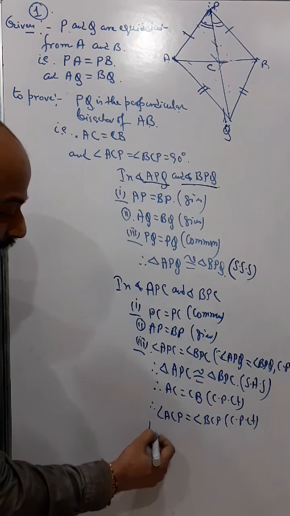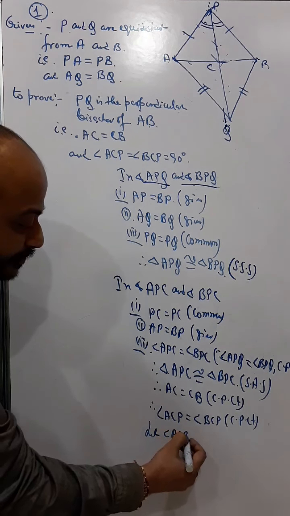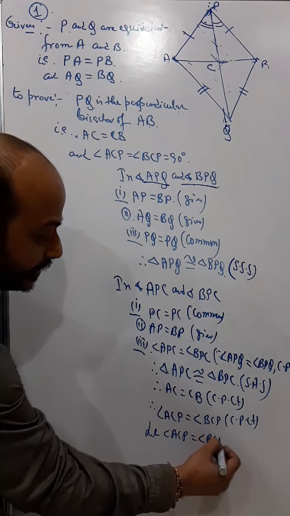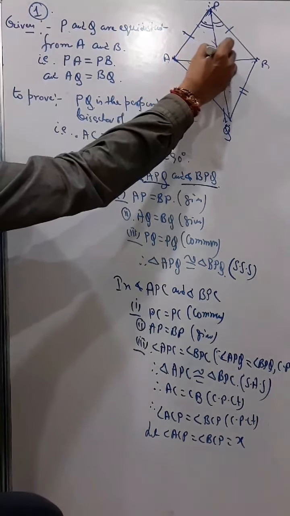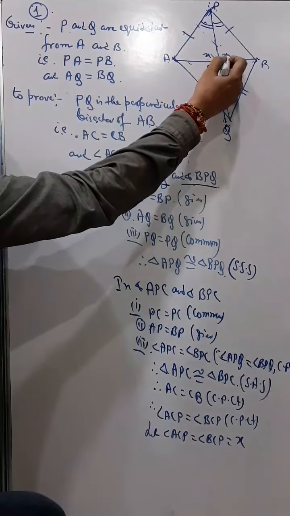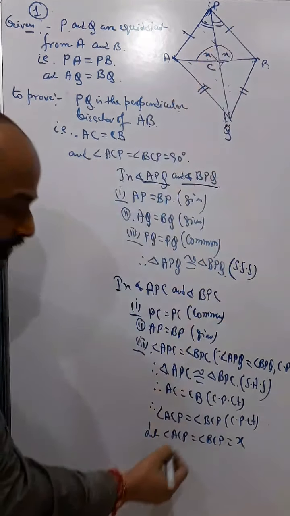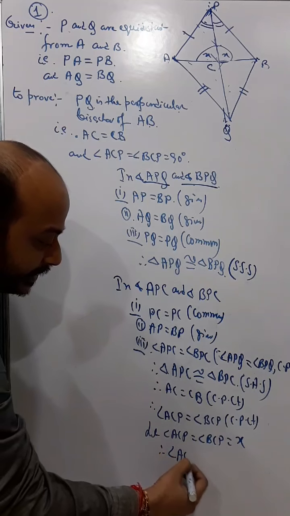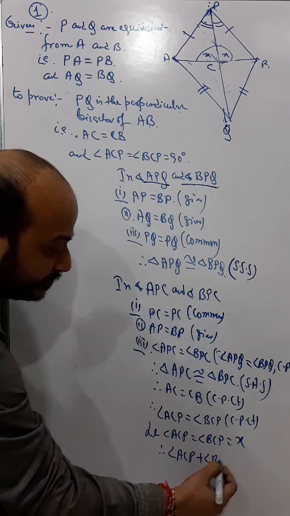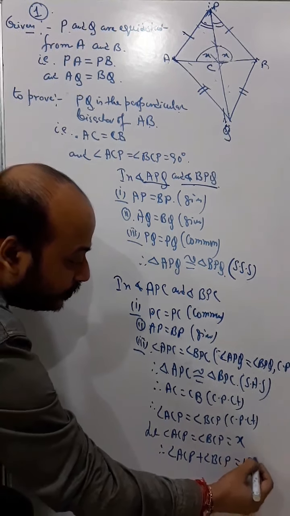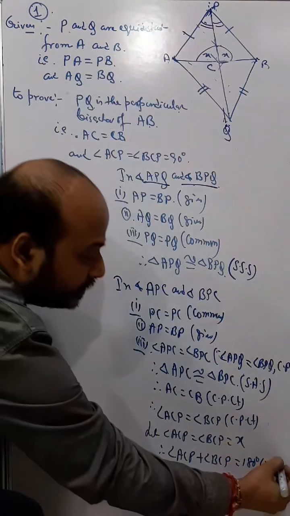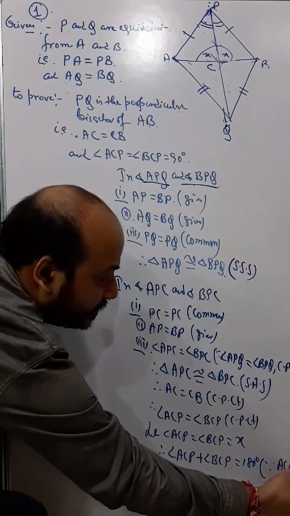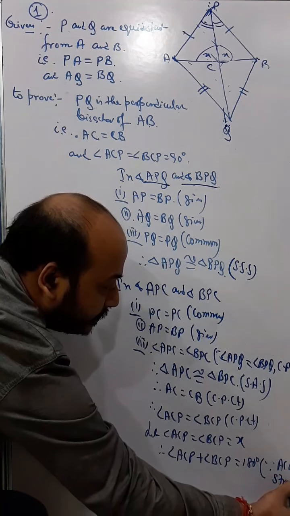Now let angle ACP is equal to angle BCP is equal to X. Suppose we take this one as X. So you can understand, now I can say that X plus X equals 180 degrees. Therefore angle ACP plus angle BCP is equal to 180 degrees, since ACB is a straight line, right? ACB is a straight line.